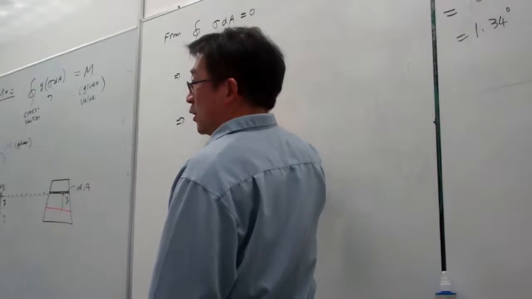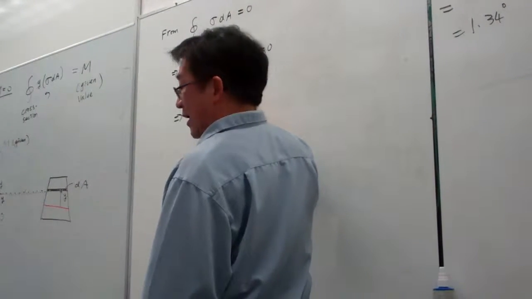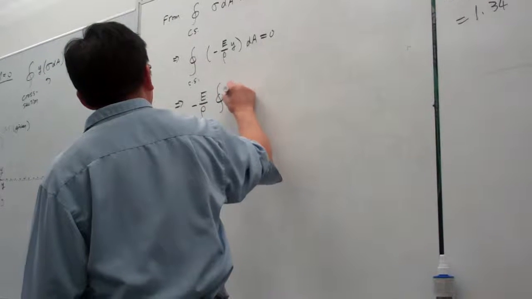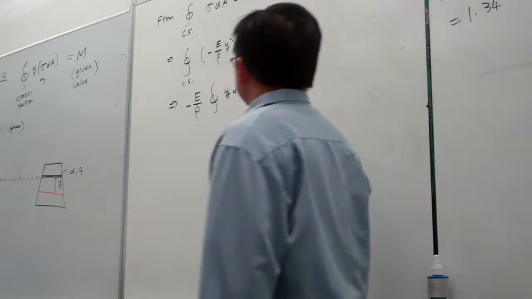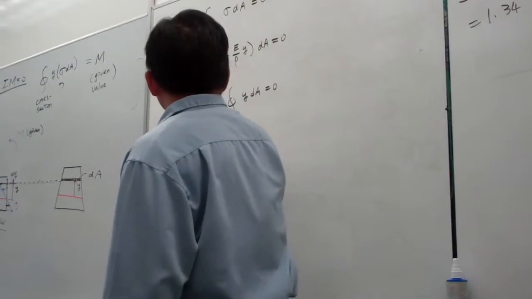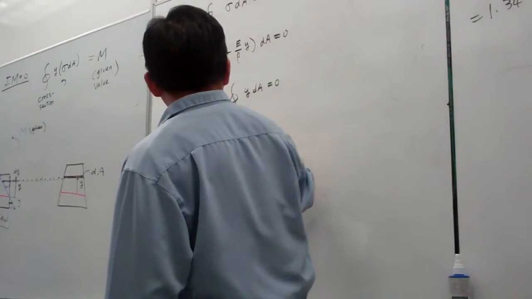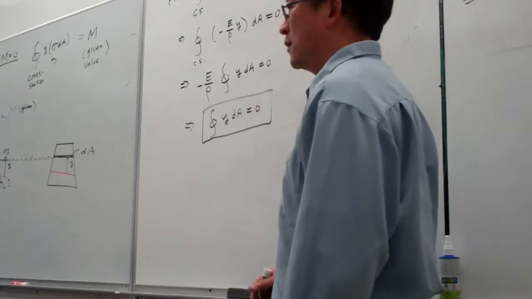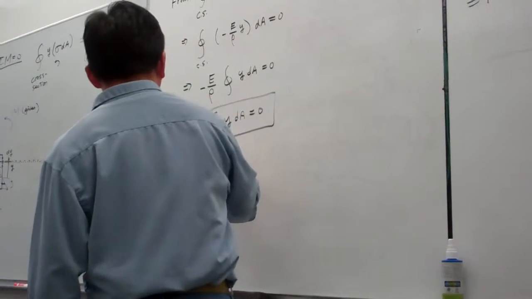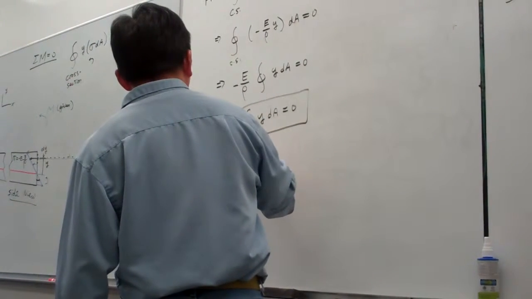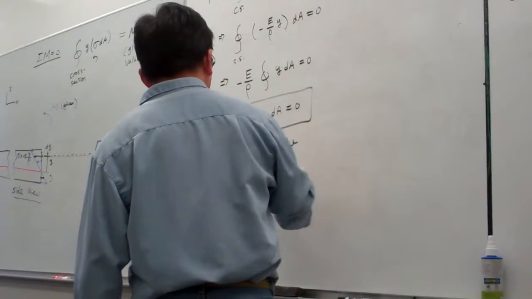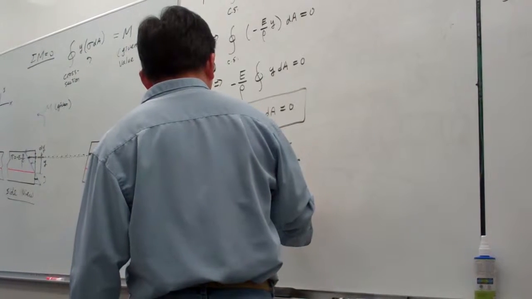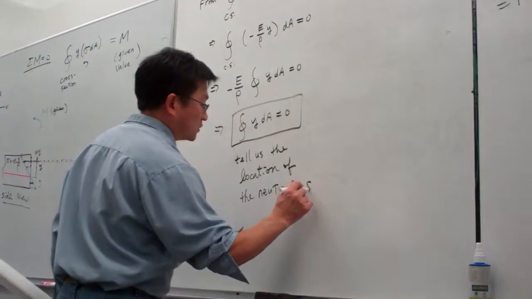are constant. We don't know the rho value yet, but we know rho is a constant, so we can get it out of the integrations. So that indicates the integral of YdA equals 0. This information tells us the location of the neutral surface.